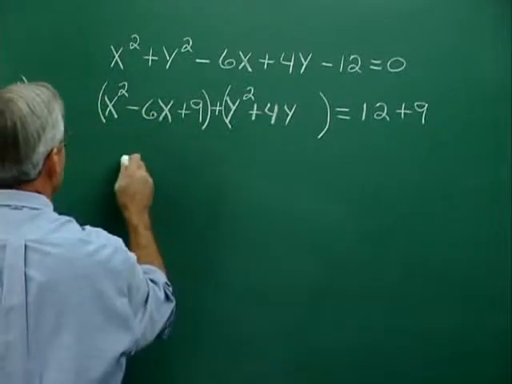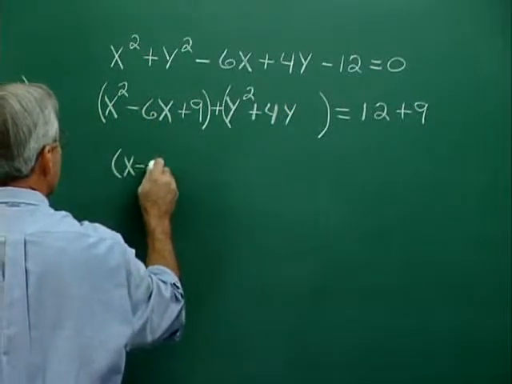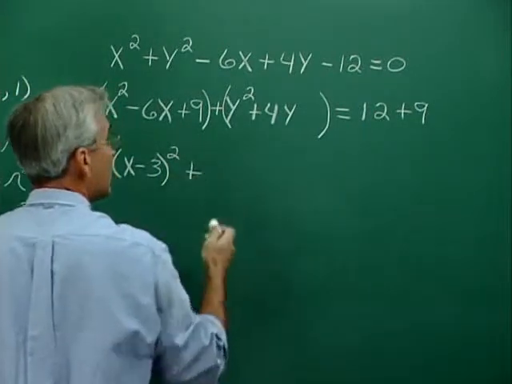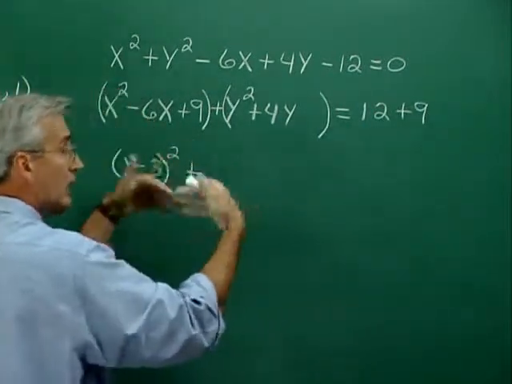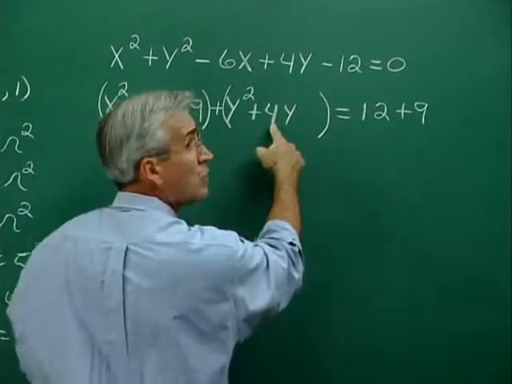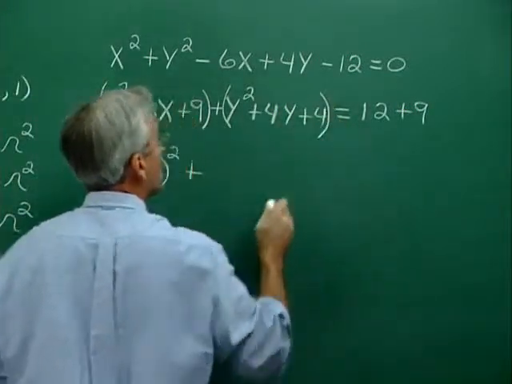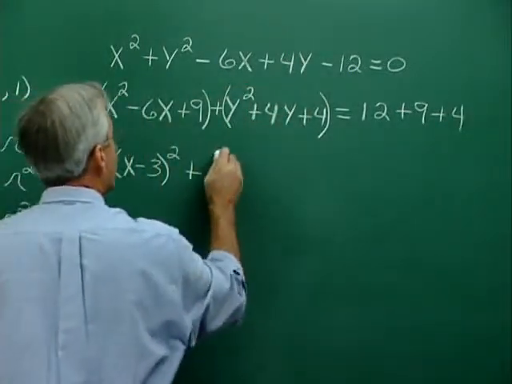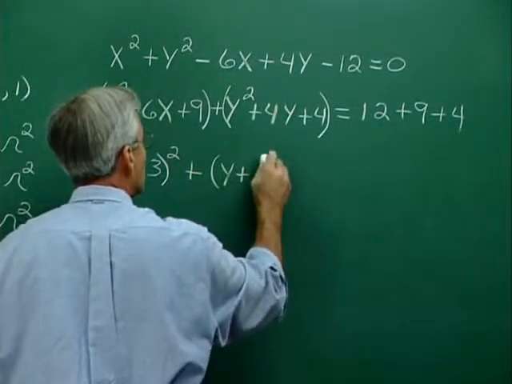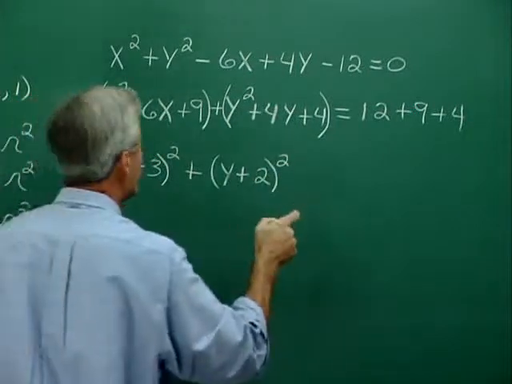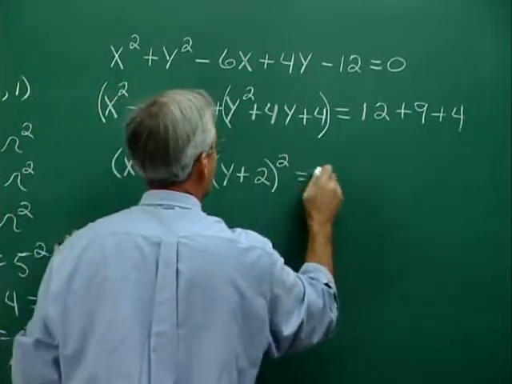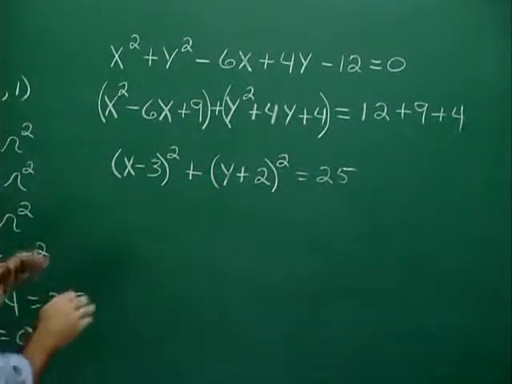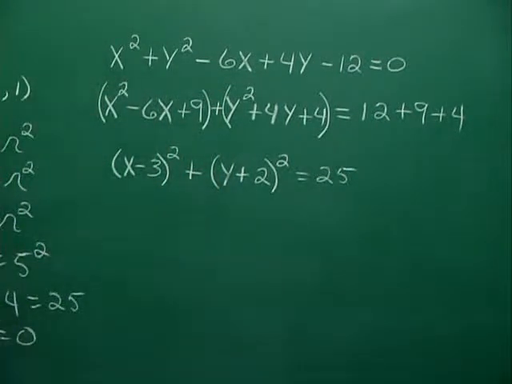Factoring here, we get x minus 3 squared. Over here, we'll do the same kind of thing and complete the trinomial square. Half of 4 is 2. 2 squared is 4. Add 4 here, and to maintain the balance, we add 4 on the other side. Now factoring, we get y plus 2 squared. And on the right, we get 25 as expected.